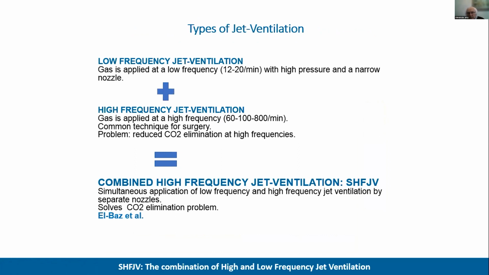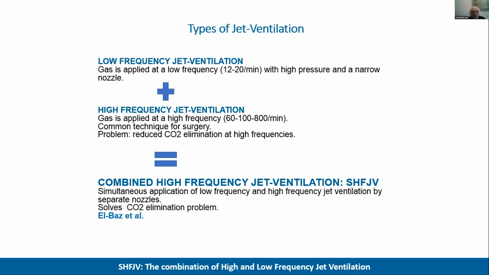And now the types of jet ventilation. We have the low frequency jet ventilation. The gas is applied at low frequency, 12 to 20 times per minute, with a high pressure in a narrow nozzle. Then we have the high frequency jet ventilation. The gas is applied at a high frequency, 60 to 800 times per minute. This is a common technique for surgery, with the problem of reduced PCO2 elimination at high frequencies.